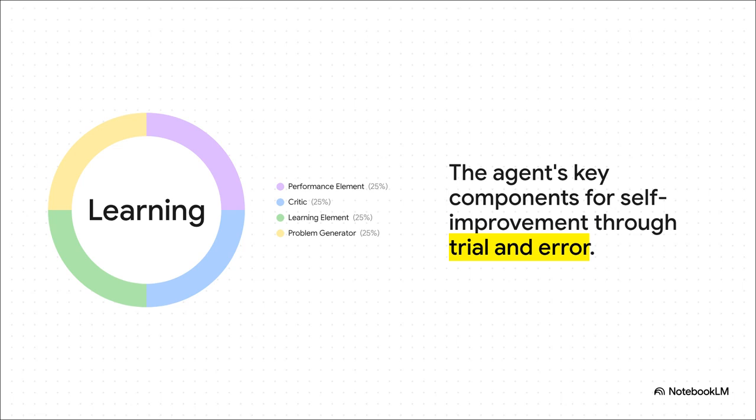You've got 4 parts. First, the performance element. That's the part that acts, that makes a move. Then, the critic steps in and judges that move. Was it good or bad? Third, the learning element takes that feedback and updates the whole strategy. And finally, the problem generator gets creative and suggests brand new things to try, pushing the agent to experiment.